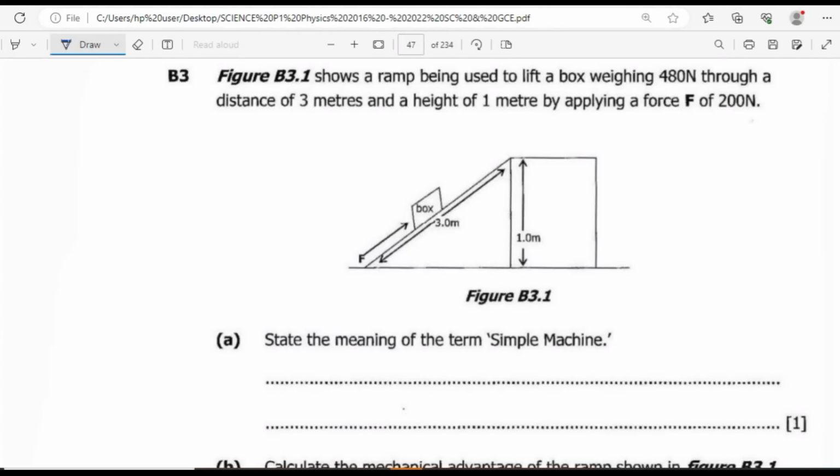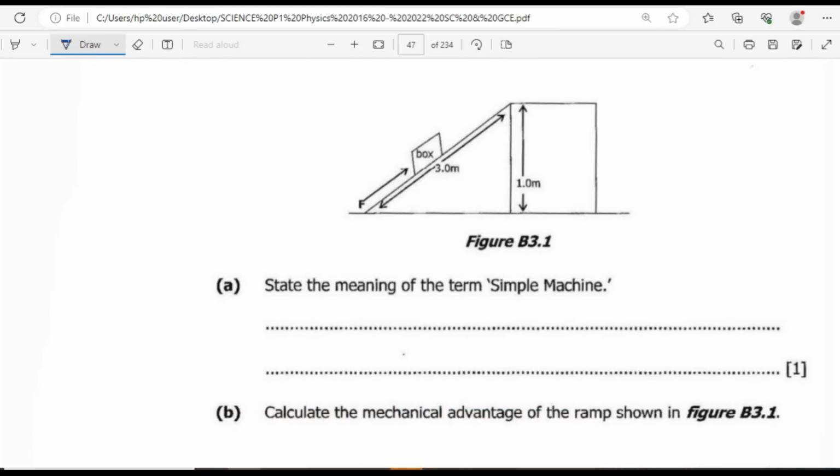Okay, so now we have another question from simple machines. So figure B3.1 shows a ramp being used to lift a box weighing 480 newtons through a distance of 3 meters and a height of 1 meter by applying a force F of 200 newtons. So question A, state the meaning of the term simple machine.